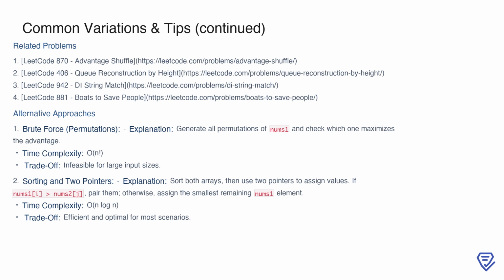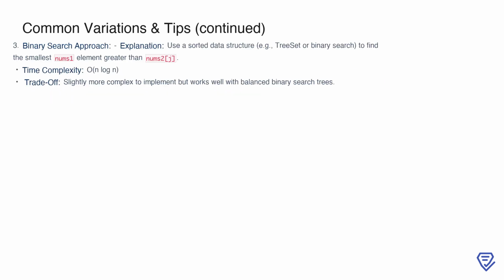An alternative to the two-pointer approach is the binary search method, which uses a sorted data structure like a tree set or applies binary search to find the smallest element in nums1 that is greater than the current element in nums2. This approach has a time complexity of O(n log n), similar to the sorting and two-pointer method, but it introduces slightly more complexity in implementation.